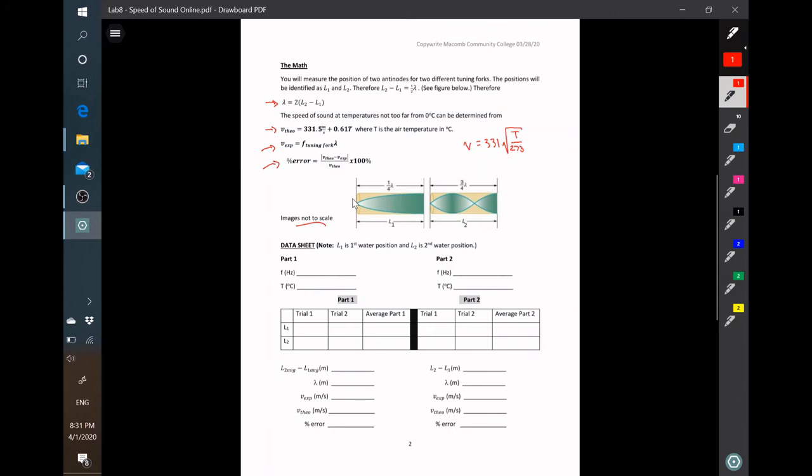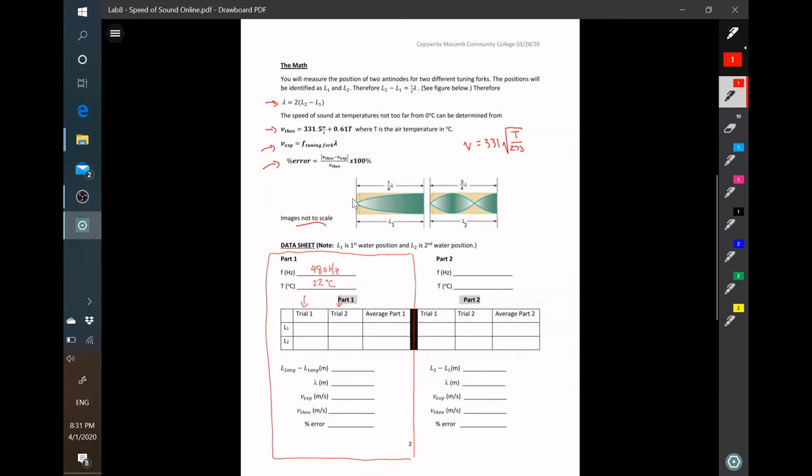When you watch the video, you'll see that there's two parts to this experiment. Part 1 is going to be documented on the left side. Part 2 on the right side. Each part had 2 trials. So for part 1, we used a tuning fork that had a frequency of 480 Hertz. The air temperature in the room was 22 degrees Celsius.